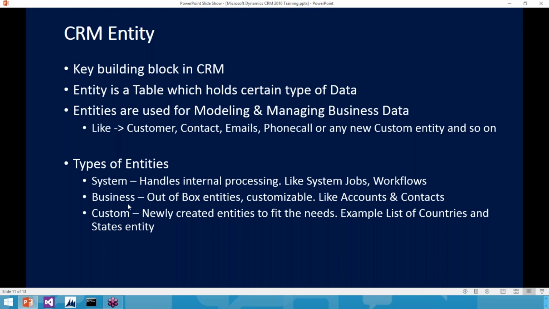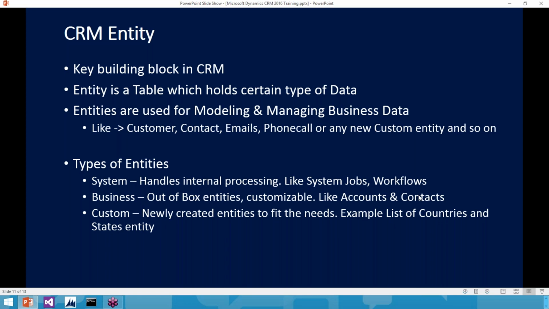Second type of entity is business entity, out-of-box entities. You will be able to customize it, but you won't be able to tweak or alter the out-of-box attributes. Attributes are columns. For example, contact. Contact has first name, last name, middle name, email, address details. Those are all fields that come out of the box. You won't be able to change those column names or column types, or delete them.